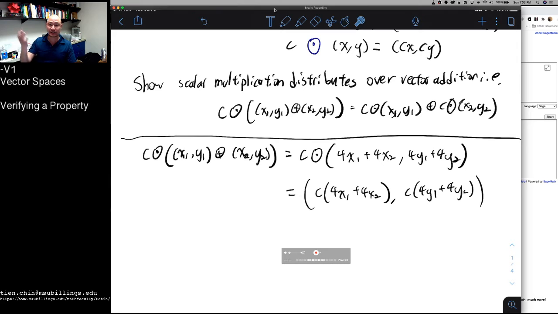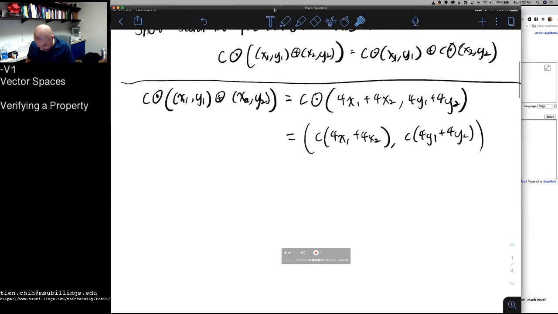So thankfully, we get to use all of the usual rules and facts that we've come to know and love about these things. So I can rewrite my entries here as c(4x1) plus c(4x2), comma c(4y1) plus c(4y2).